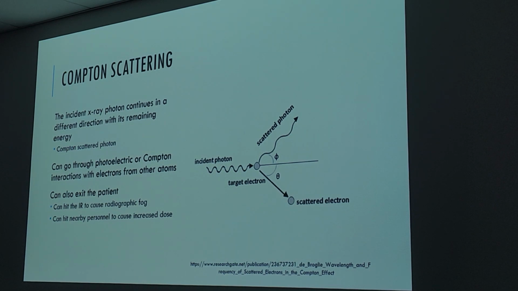The incident X-ray photon can continue in a different direction with the remaining energy that it has and keep going through other interactions, either photoelectric or Compton. It can also exit the patient, hit the IR to cause fog, or hit nearby personnel to cause increased dose. The X-ray photon that came in does not stop; it keeps going in a different direction, but with less and less energy.